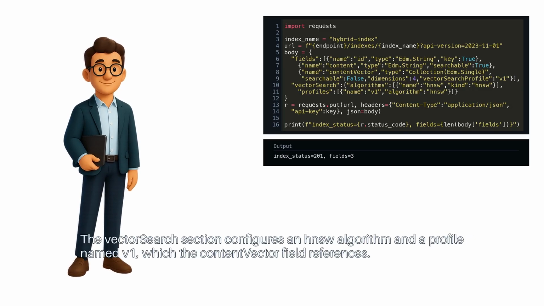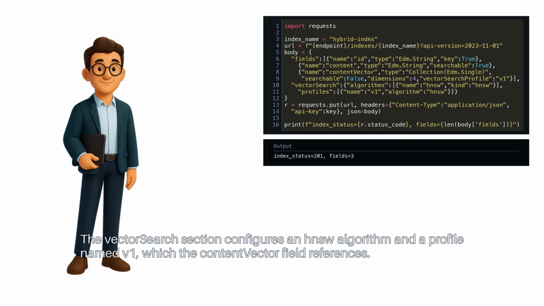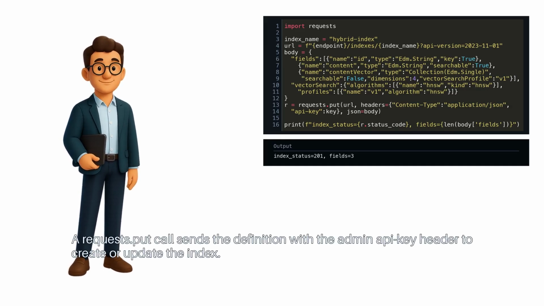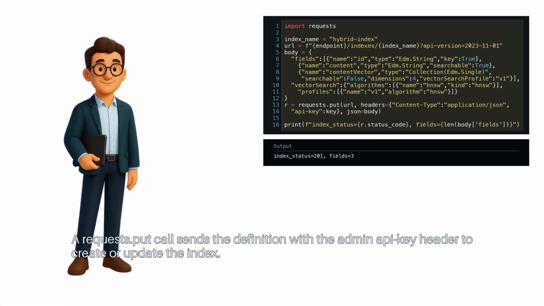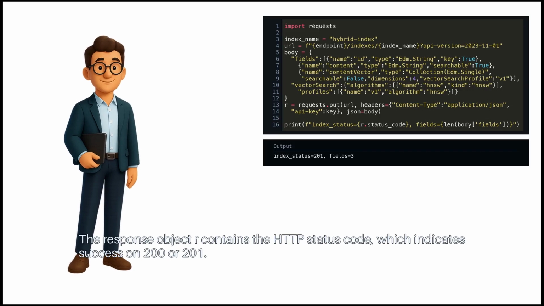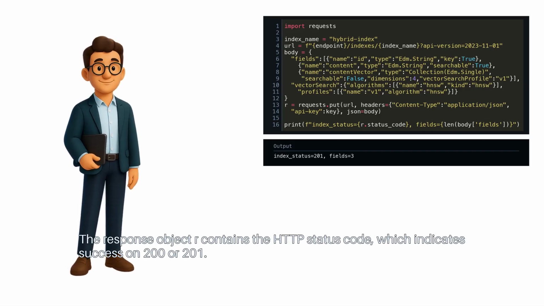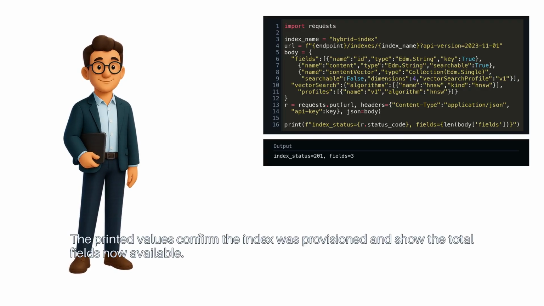The vector search section configures an HNSW algorithm and a profile named v1, which the content vector field references. A requests.put call sends the definition with the admin API key header to create or update the index. The response object R contains the HTTP status code, which indicates success on 200 or 201. The printed values confirm the index was provisioned and show the total fields now available.